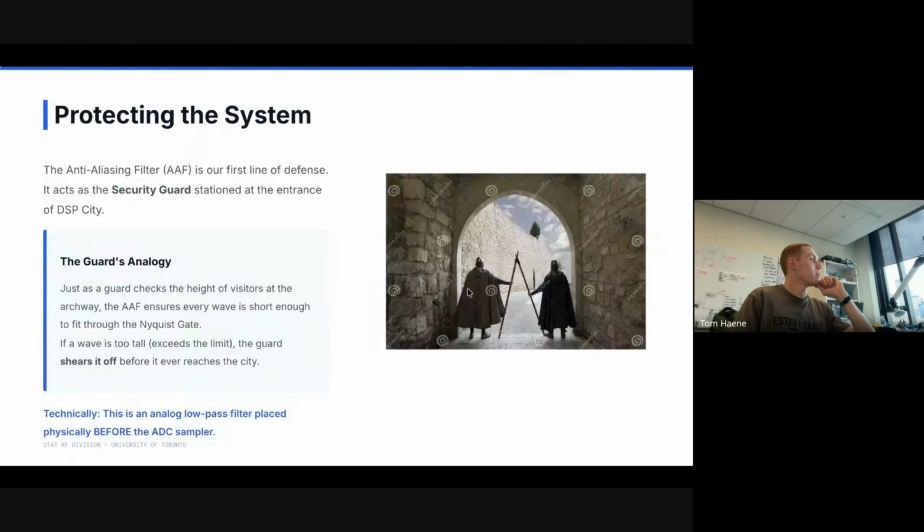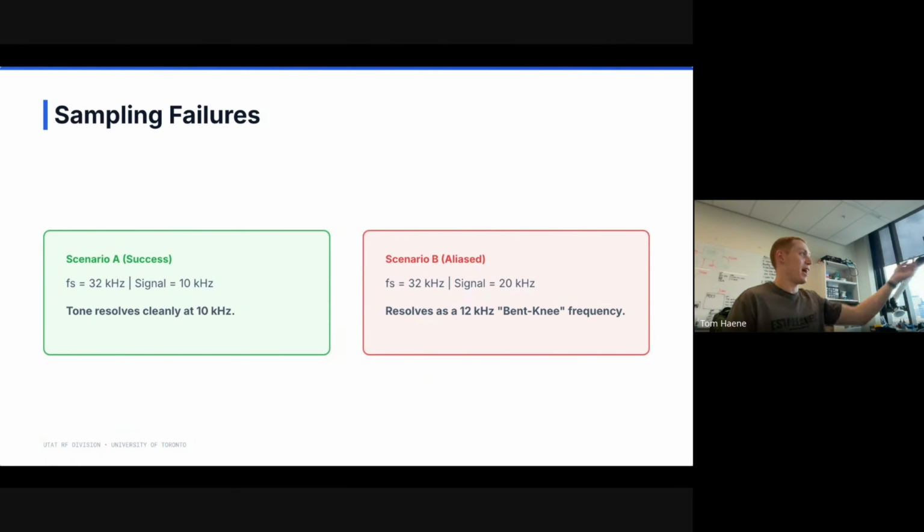Here you gave an example already, but I had some here. Start with scenario A. The sampling rate you chose for your system is 32 kilohertz, and the signal you want to capture is 10. So here the Nyquist limit is 32/2, which is 16. So clearly your signal is going to pass through just fine, and it won't get aliased down to a lower frequency. So, success.